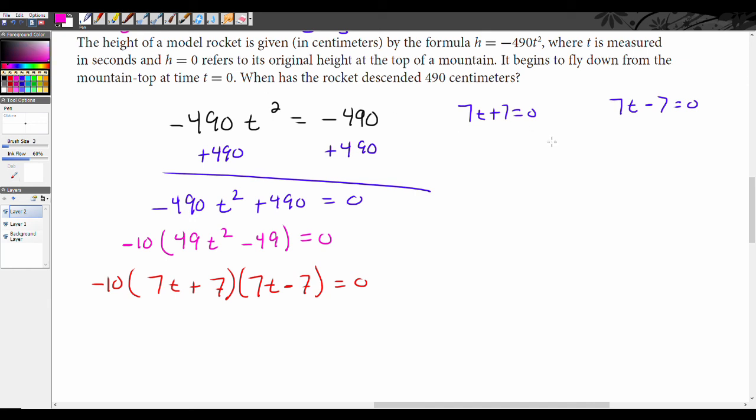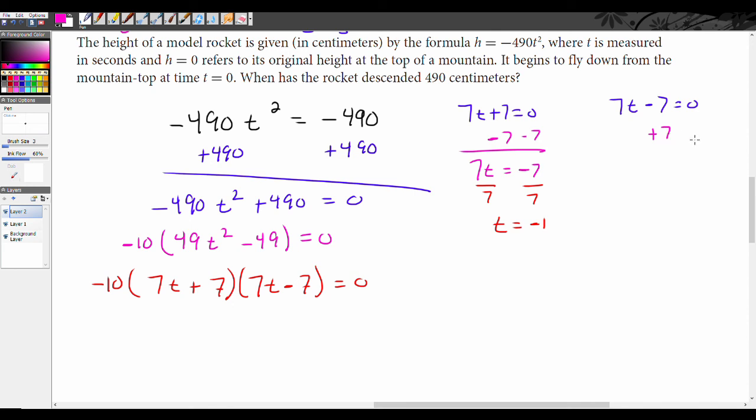Let's solve these. Here I'm going to subtract 7 from both sides, and I get 7t equals negative 7. And when I divide by 7, I get t equals negative 1. I know that answer can't make sense because, again, we cannot measure time in negative units. So let's go ahead and solve the next one.